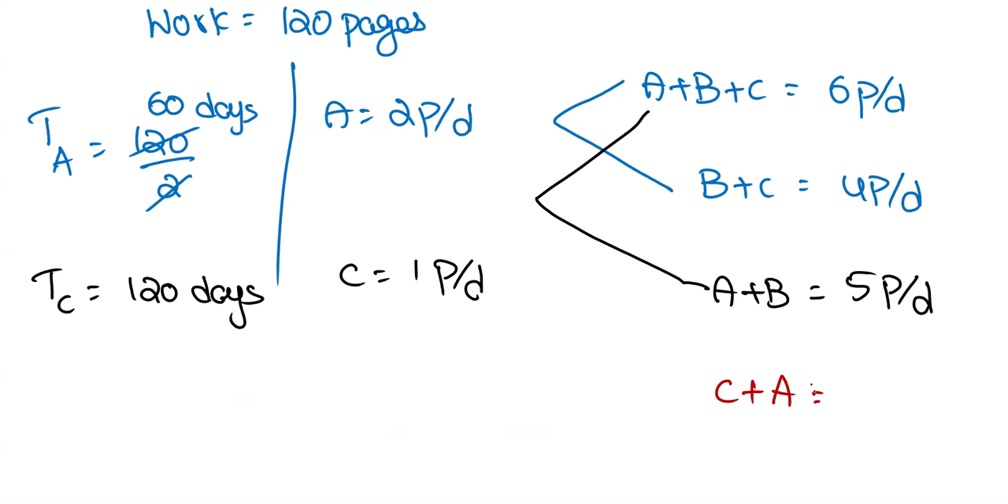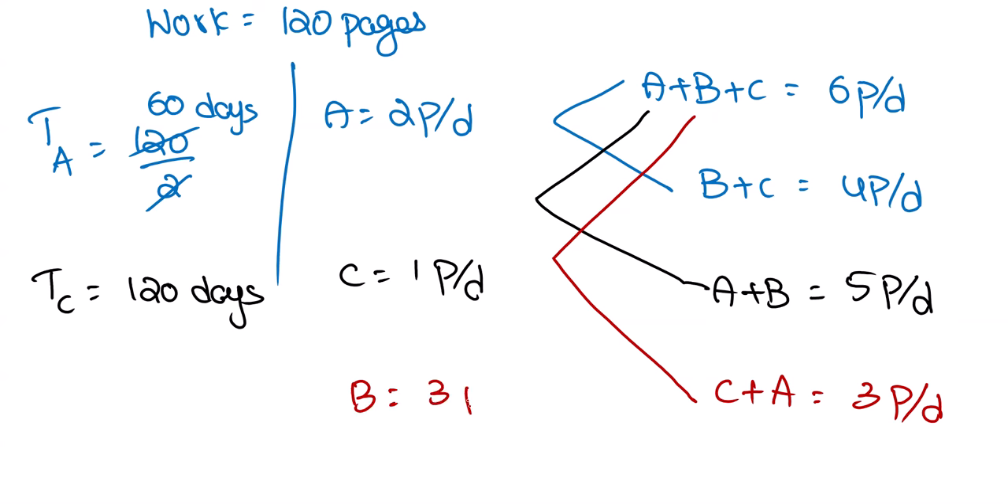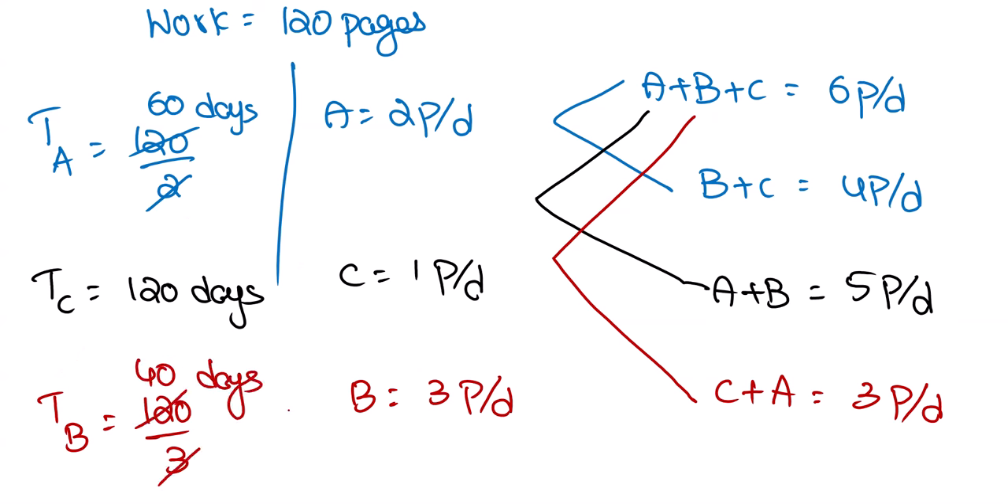C and A can type 6 pages per day, or what? 3 pages per day, fine. C and A can type 3 pages per day. Now this combination gives that B can type 3 pages per day. 120 pages, 3 pages per day means 120 divided by 3, which is 40 days. So B can complete the work in 40 days alone. One person will take more time. If it is a group, it will take less time. That's why we cannot do addition and subtraction on the timing side. We should do it only on the efficiency side.